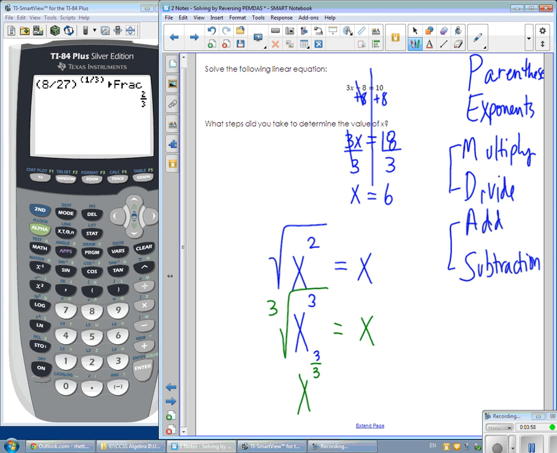The root is always on the bottom. And if I think about what 3 over 3 represents, again, that's just x to the 1st power, or simply x. So the power and the root are going to undo each other.